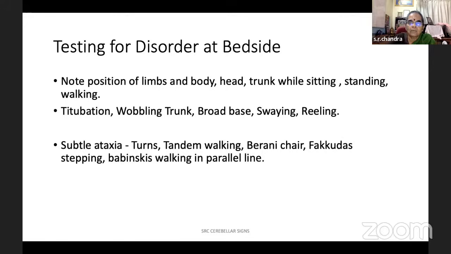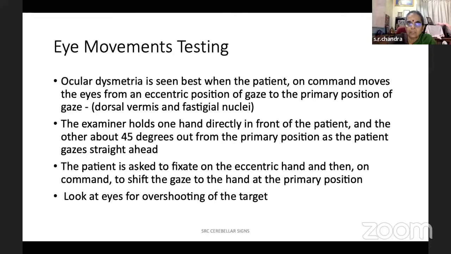So do tandem walking, Barany's chair or walking around the chair, Fukuda stepping, and Babinski-Weil walking on parallels. In some cases, we have discussed all these signs. So that I will tell you. In case some of the volunteers are taking cases, we can see all this.